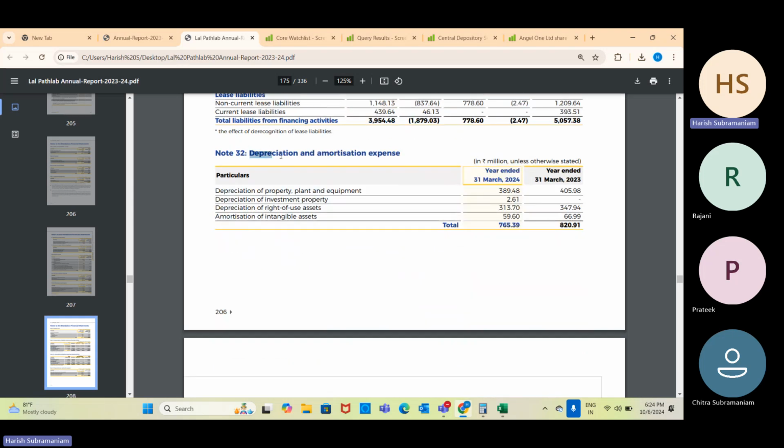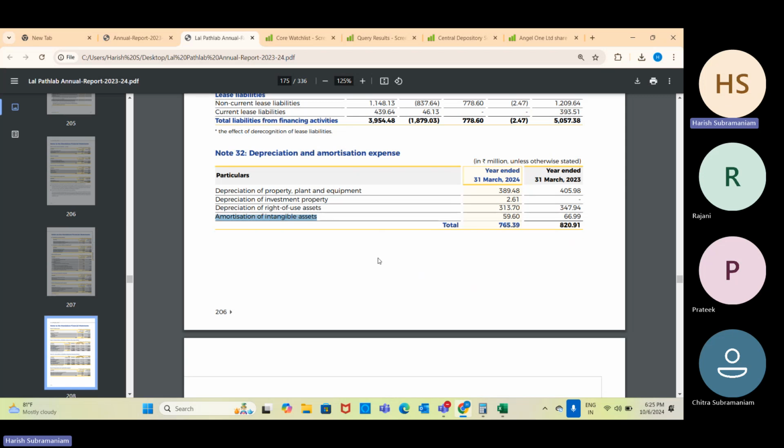Then they have looked at depreciation, so depreciation of property, plant and equipment. We've dealt with what depreciation is last time. Let's say I buy some equipment and that equipment has a lifetime of 10 years. Then every year I will deduct a certain value from that equipment, and that is the depreciation. So this is the depreciation amount. And then they have some other depreciation. And then there is something called amortization.